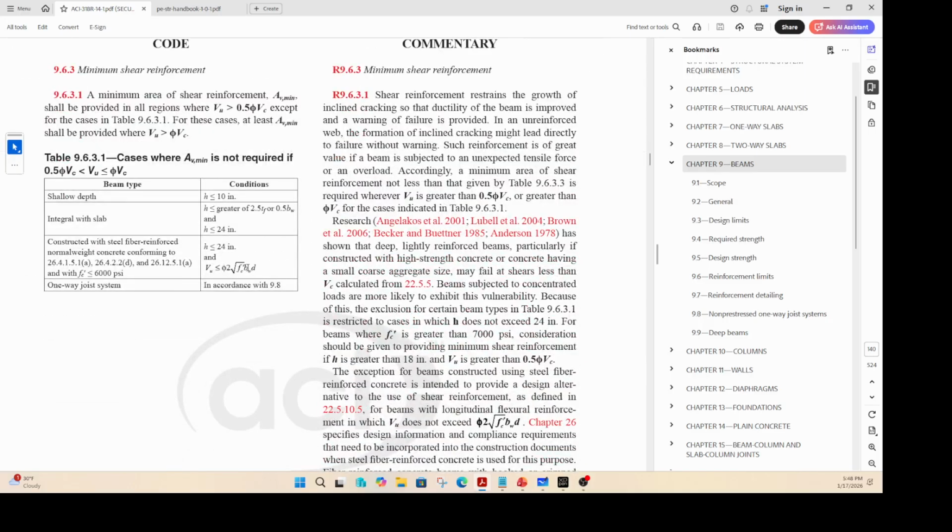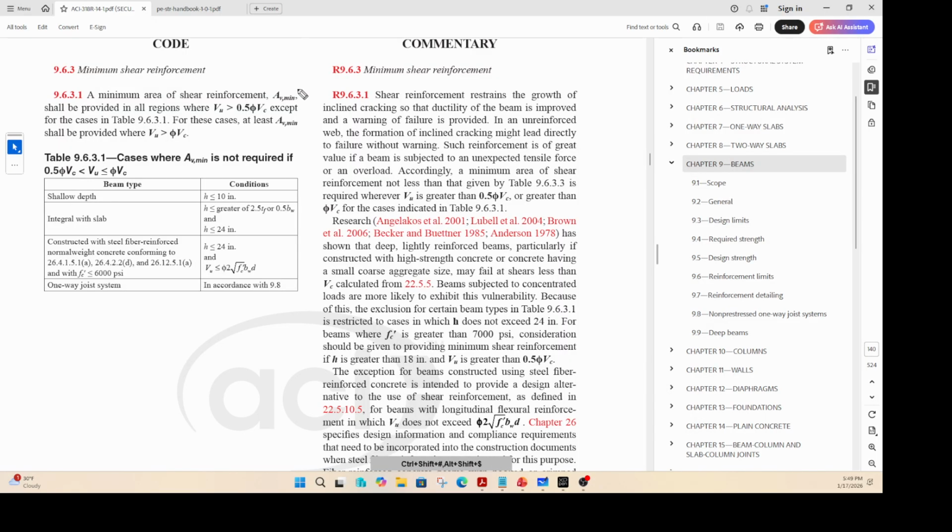okay. So this is minimum shear reinforcement, right? So whether you need it or not, in a beam you need to provide a minimum amount of shear reinforcement, right? Shear reinforcement is that particular stirrup there. If your Vu, which is the factored shear that is coming on the beam, is less than half of Vc, right? Then you don't need to provide any shear reinforcement.